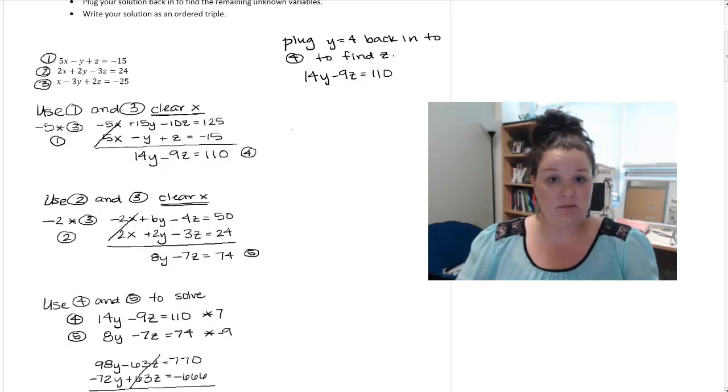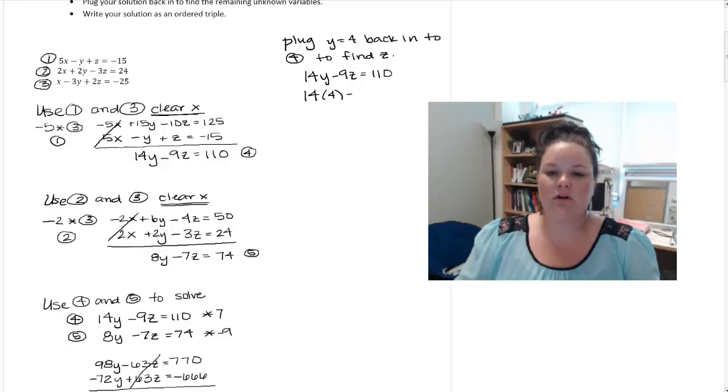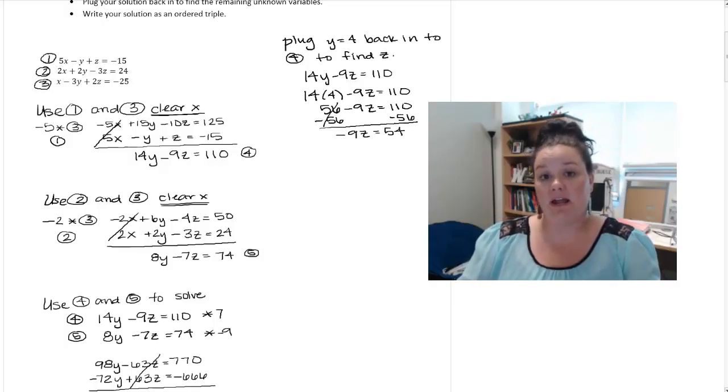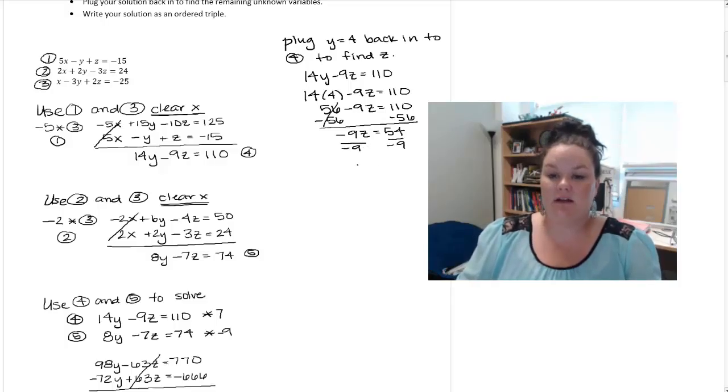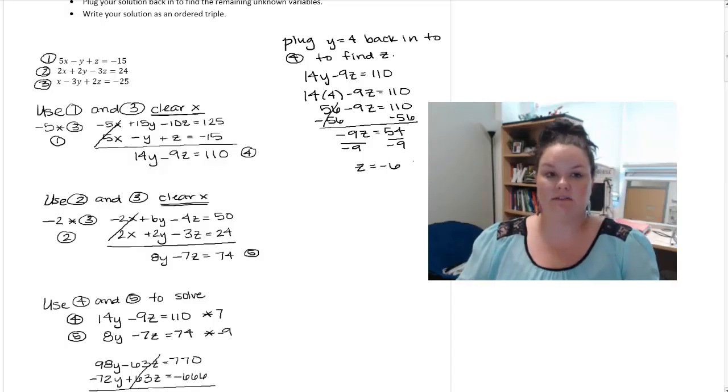And I'm going to plug the answer that we just got, which is y equals 4, into this equation. So I get 14 times 4 minus 9z equals 110. 14 times 4 is 56 minus 9z equals 110. Then I move my 56 to the other side by subtracting. So I get negative 9z is equal to positive 54. And then to get z by itself, all I have to do now is divide off that negative 9. So if I divide both sides by negative 9, I end up with z is equal to negative 6.